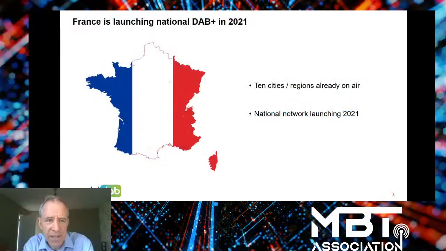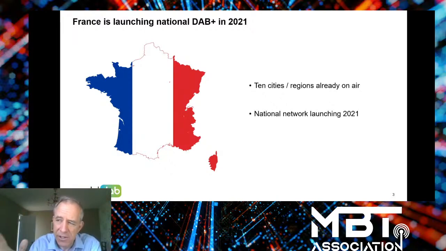The other major news this year is the launch of national DAB+ in France. They've already got 10 cities on air at the moment, but they haven't had a national network, and that will be launching sometime between mid-July and mid-October of this year. Probably it'll be late September, early October, and that's a key development in making DAB a truly European standard.